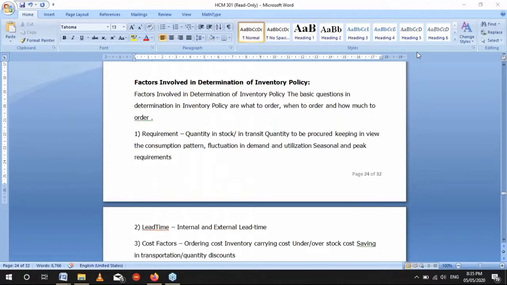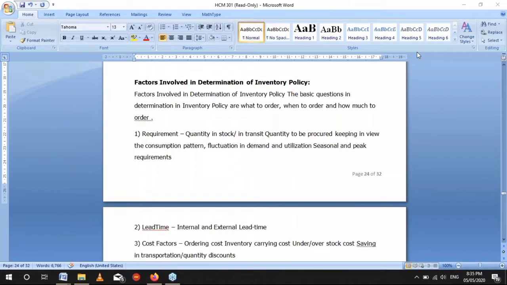Then number 7, I told you not to bother yourself about the meaning of XYZ. Just know it as XYZ. And it is based on the value of inventory stored.